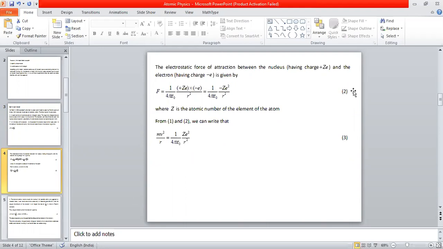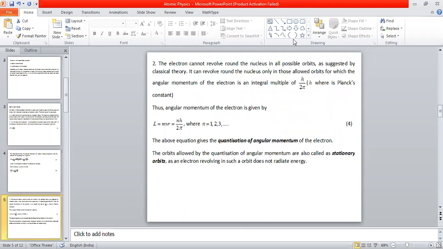Okay, now let us move on to the second postulate. So according to the second postulate, Rutherford says an electron can revolve around the nucleus in any possible orbit. ಎಲೆಕ್ಟ್ರಾನ್ ನ್ಯೂಕ್ಲಿಯಸ್ ಸುತ್ತ ಸುತ್ತಾ ಇದ್ರೆ ಅದಕ್ಕೆ ತನಗೆ ಇಷ್ಟ ಬಂದಿರೋ ಆರ್ಬಿಟ್ ಅಲ್ಲಿ ರೌಂಡ್ ಹೊಡಿಬಹುದು ಅಂತ Rutherford ಹೇಳ್ತಾರೆ.